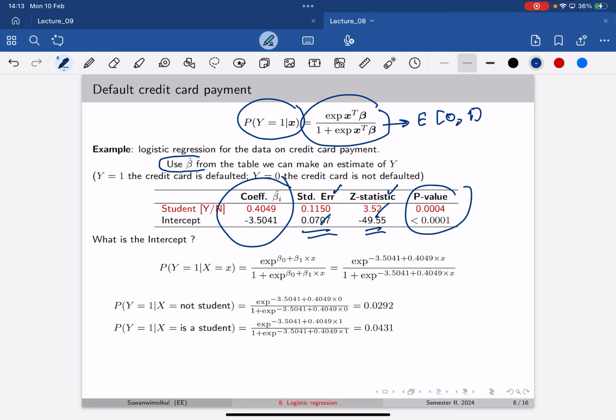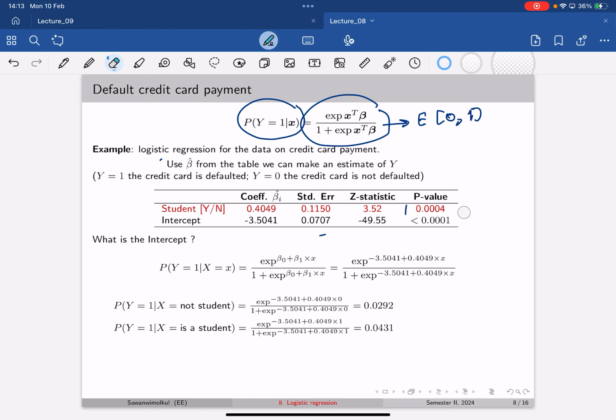In this example, I provide an example where we have only one input feature, that is the status of being a student. This is a problem where we use logistic regression to classify whether or not the credit card will be defaulted. Defaulting a credit card means the credit card will be canceled. So in this case, they use the student status as one of the inputs.